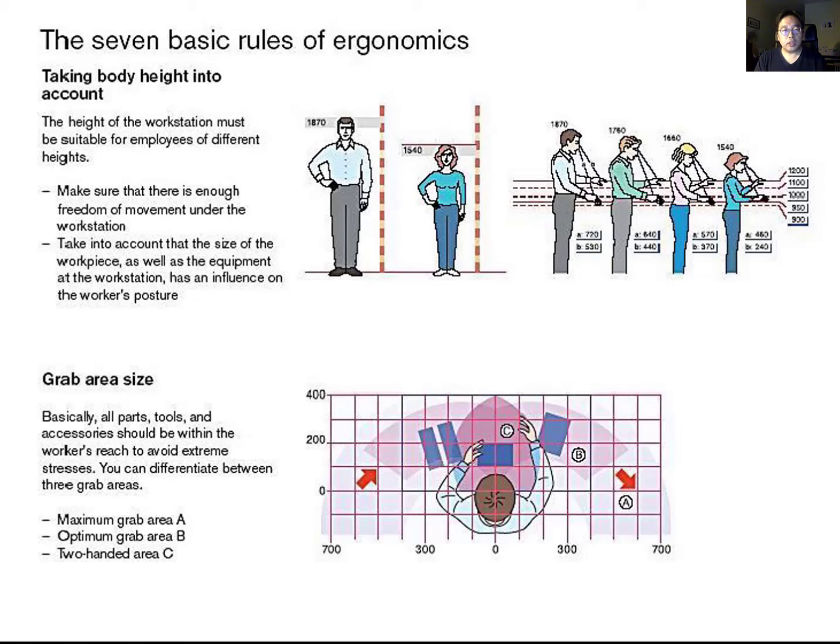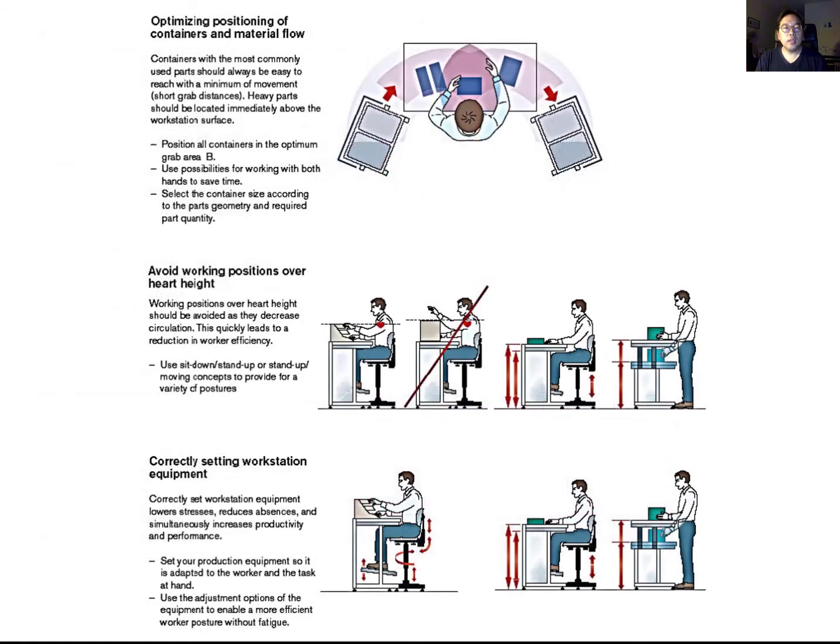Okay, and the next one is grab area size. You also need to consider grab area size. It means if your table is super big and your stuff is out of reach of your hand, you have to stand up and grab your stuff. It's a waste of time. So to concentrate on your work, you have to understand the grab area size to make the working area efficient. The next one, you need to consider and optimize the container position, such as a movable drawer. The container should always be easy to reach with a minimum of movement.